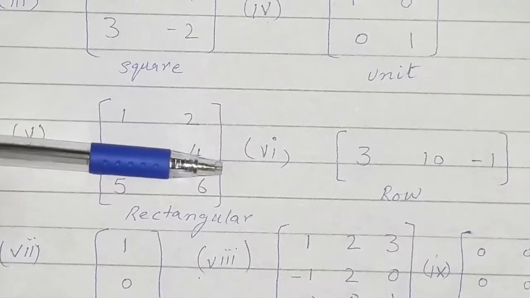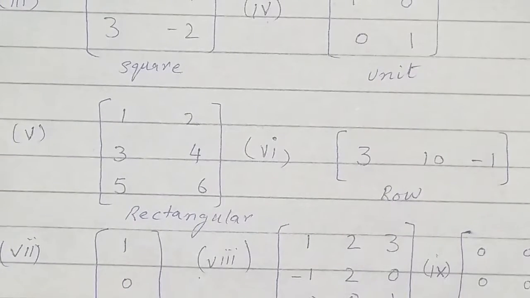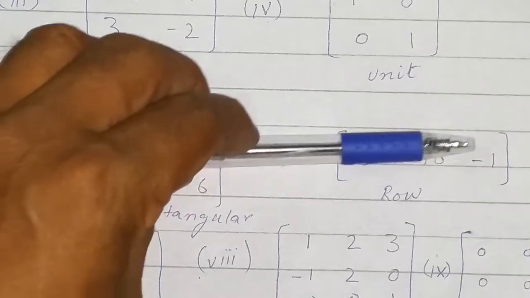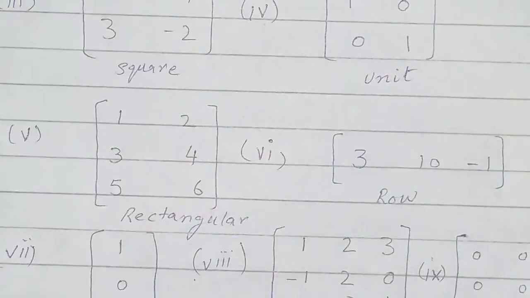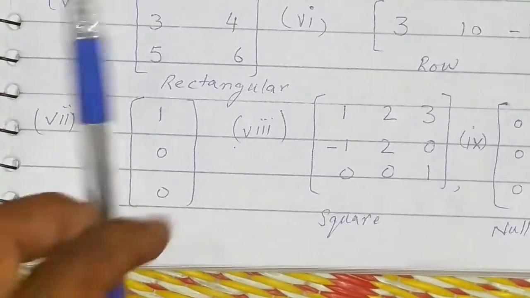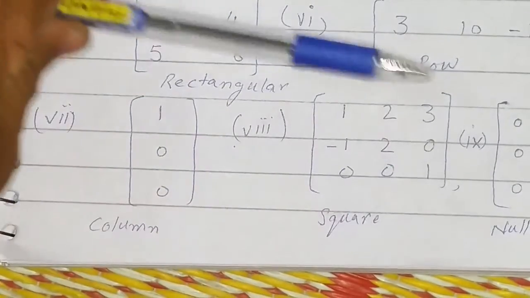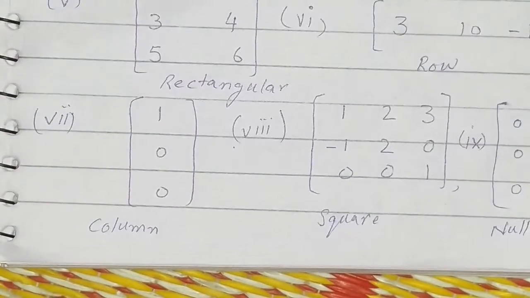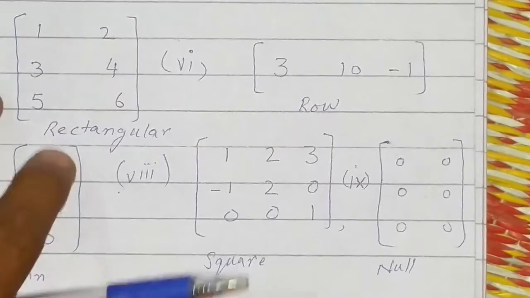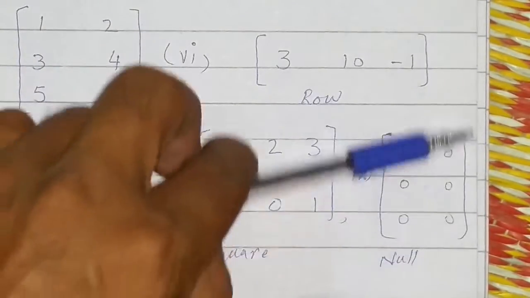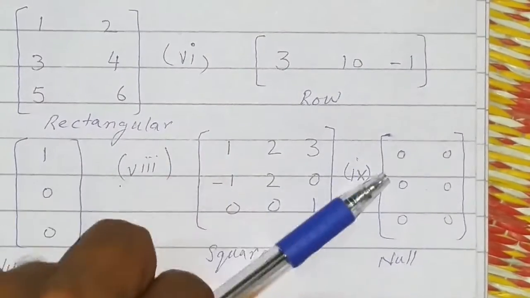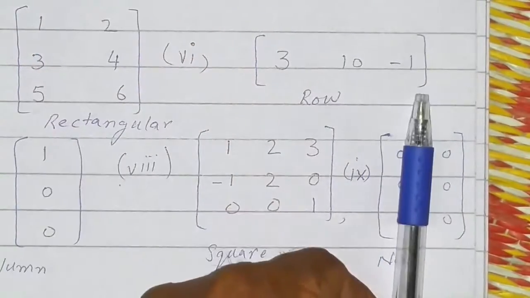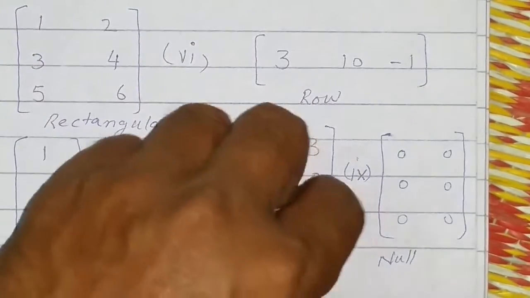Here there are 3 rows and 2 columns, so it is again a rectangular matrix. It has only 1 row, so it's a row matrix. It has only 1 column, so it's a column matrix. It has 3 rows and 3 columns, so it's a square matrix. And this is a null matrix because all the entries in this matrix are 0, so it is a null matrix of order 3 by 2, 3 rows and 2 columns.